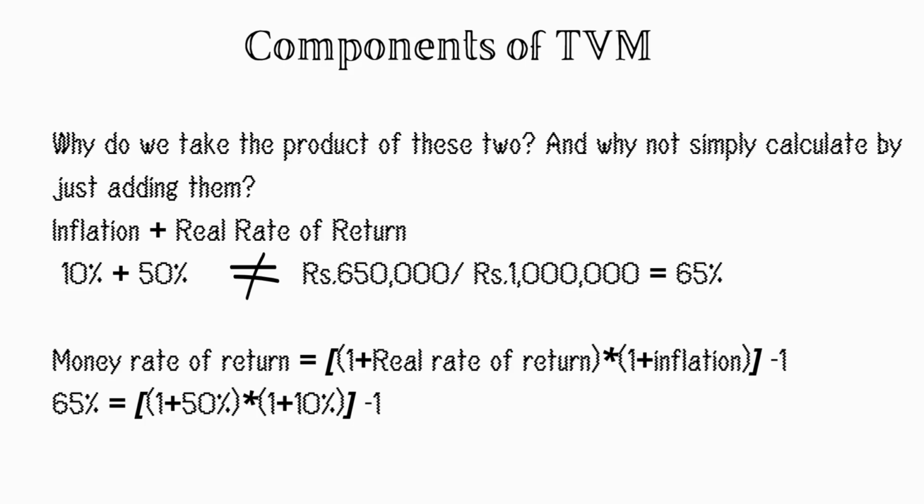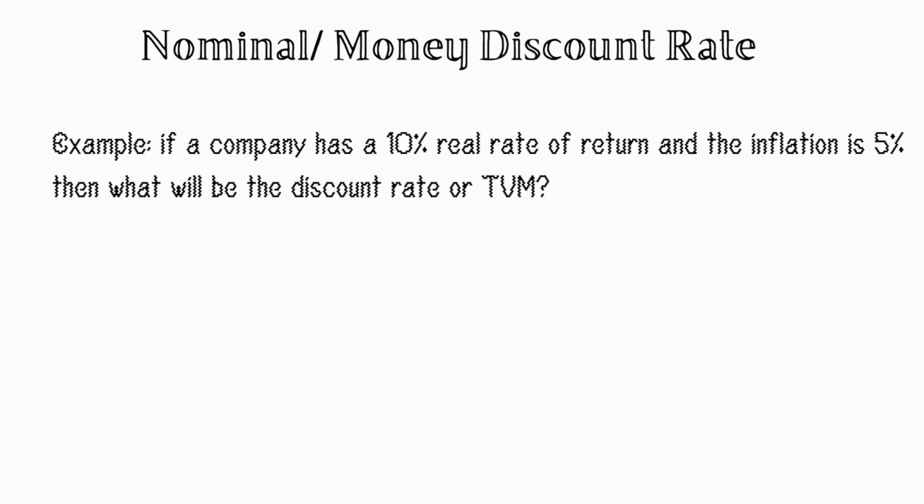Now I hope you understand that there are three components of the time value of money, and you also know how to calculate the real return and inflation. So after this, you are now fully equipped to calculate the discount rate or the time value of money for any company if you are given information of the real rate of return and inflation in percentages. For example, if a company has a 10% real rate of return and the inflation is 5%, then what will be its discount rate or time value of money? Kindly pause here and do the calculation.